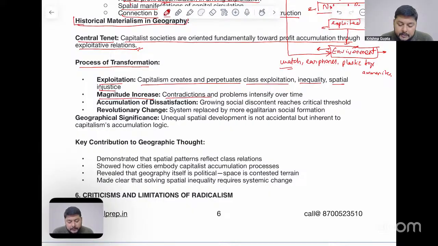The contradictions and the problems intensify over time. Now, these problems will be increasing with time rather than declining. The accumulation of dissatisfaction: growing social discontent reaches the critical threshold.